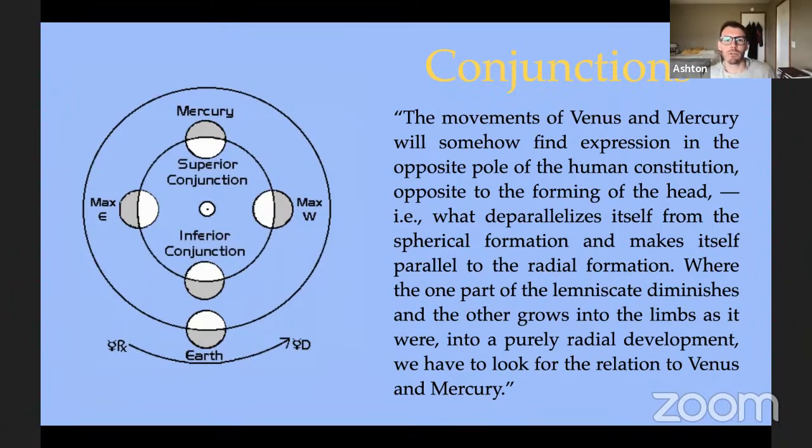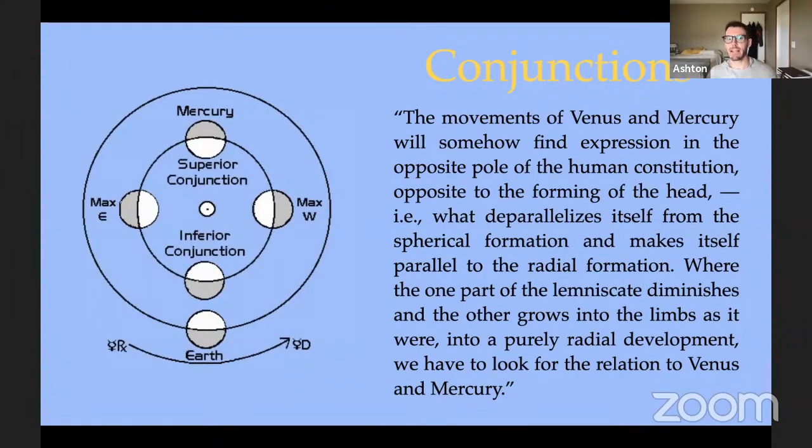Quote, "The movements of Venus and Mercury will somehow find expression in the opposite pole of the human constitution, opposite to the forming of the head, what deparallelizes itself from the spherical formation and makes itself parallel to the radial formation, where the one part of the lemniscate diminishes and the other grows into the limbs, as it were, into a purely radial development." So he says because Venus and Mercury are with the sun, basically, when they're making their loops, they in a sense reinforce the sun, the dynamic influence of the sun, which he'll say eventually we'll see is essentially radial.